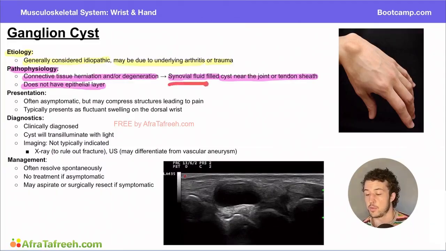And recall that synovial fluid acts as the lubricant in these tendon sheaths, and mucin is its predominant component. And so you may also see this referred to as a mucin-filled cyst. So now we'll move on to talk about the presentation.